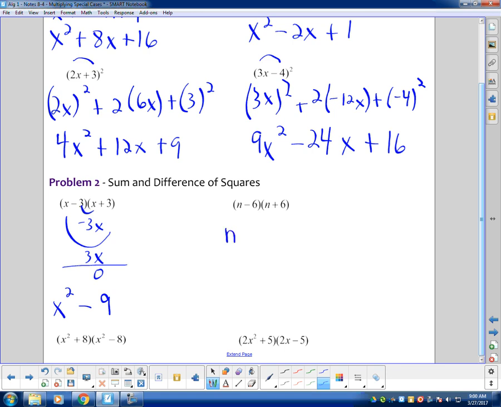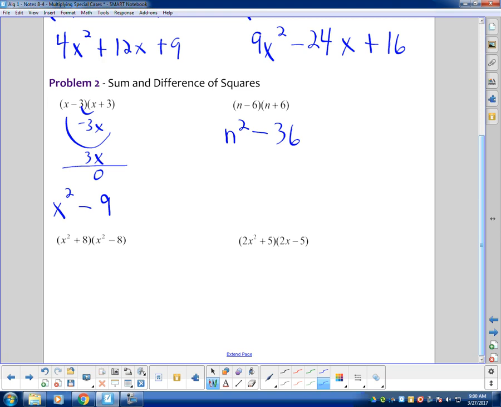This one, same thing will happen. It's going to end up being n squared minus 6 squared, which is 36. When you have the two different signs there, it's always going to end up being a minus. It doesn't matter what the power is, with any binomial here, it's always going to be the first term squared. Let's write it out this time. So it's x squared squared minus 8 squared. That's what it looks like.